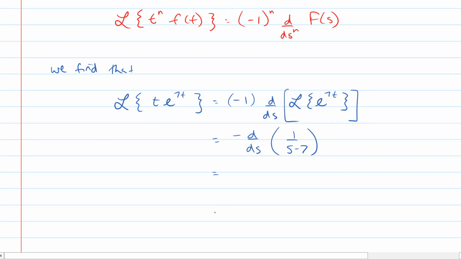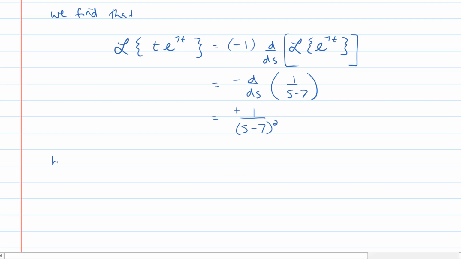And taking that derivative, we get negative 1 over s minus 7 squared. The negative 1 in the numerator is going to become a positive out front, multiplied by the negative 1 out front, and that's going to give a positive 1 over s minus 7 squared.